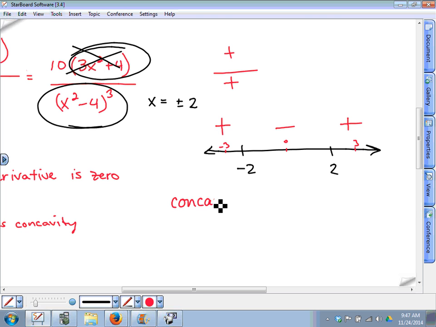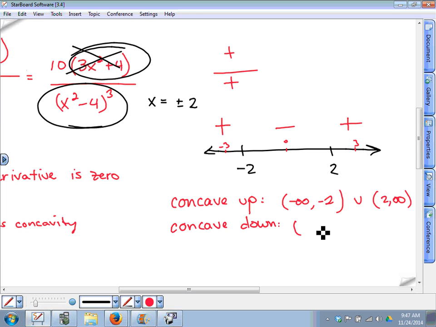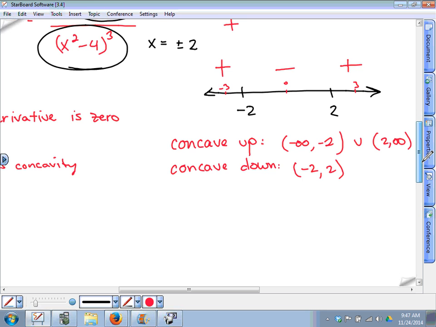So the graph would be concave up on the intervals -∞ to -2 and from 2 to infinity. And be concave down over the interval -2 to 2.